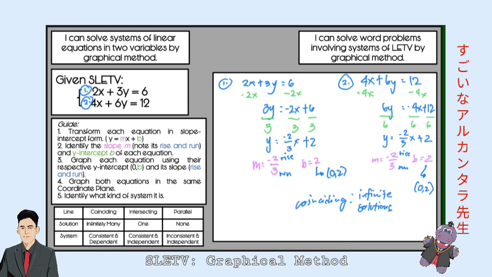Meaning we will have a consistent and dependent system. So that's how it works. We have a consistent and dependent system because, again, it's coinciding, infinite solutions.